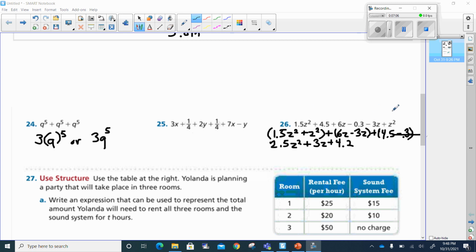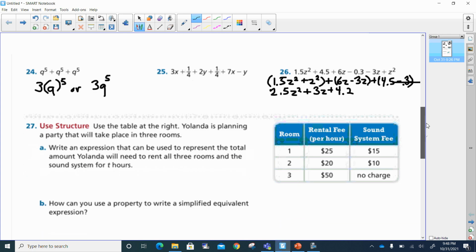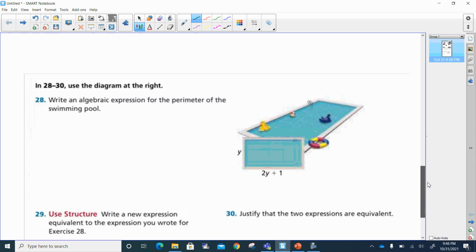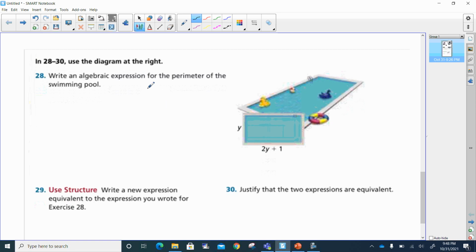All right, as we head on down to number 28, we see it says write an algebraic expression for the perimeter of the swimming pool. Now the perimeter is how far it is all the way around. So we know this is 2y plus 1, which means this side has to be 2y plus 1. So we got 2y plus 1 plus 2y plus 1.